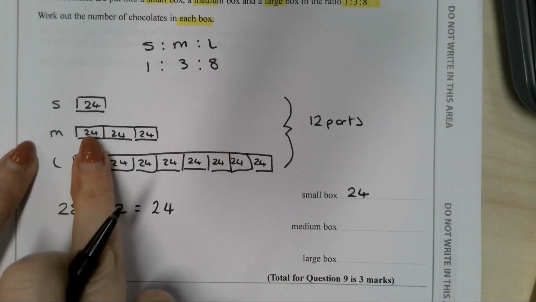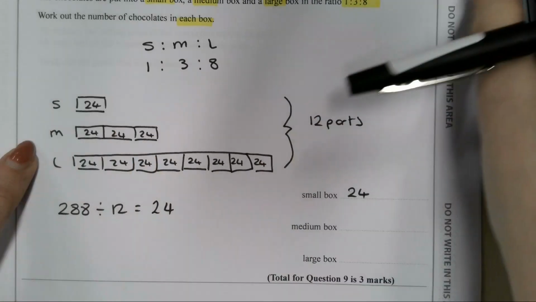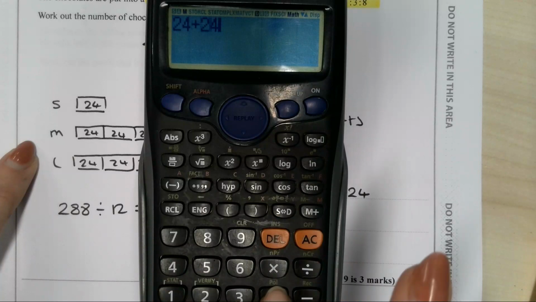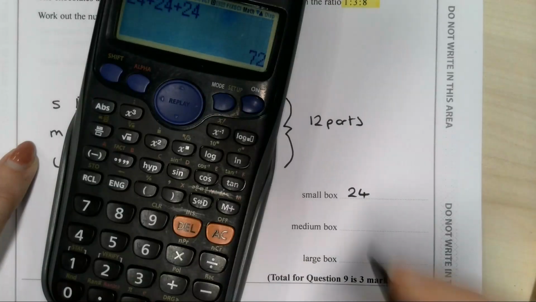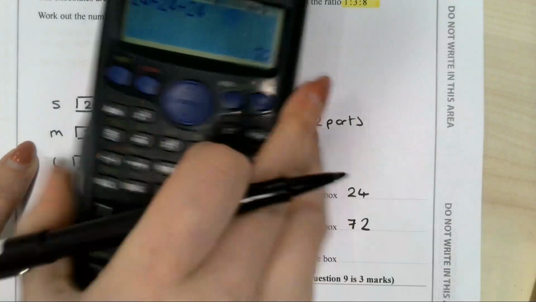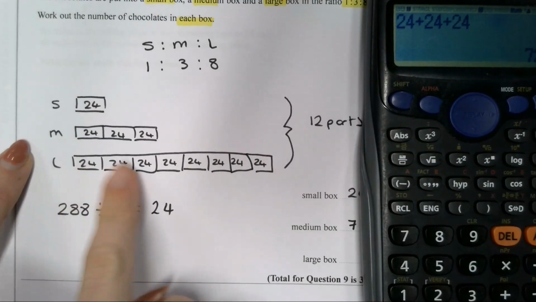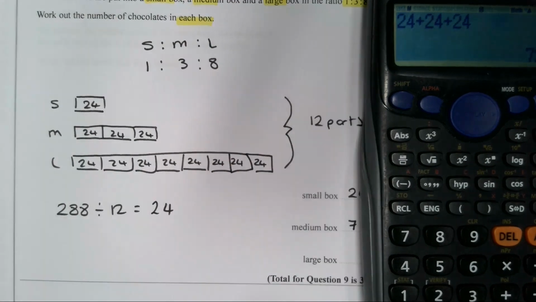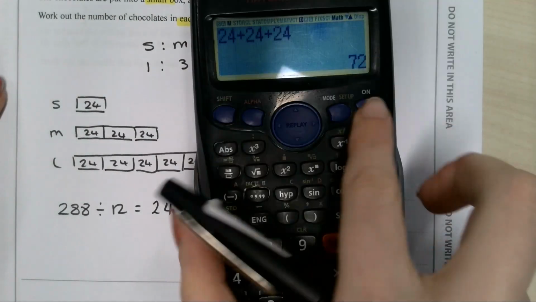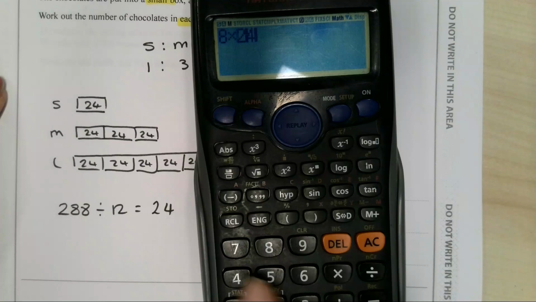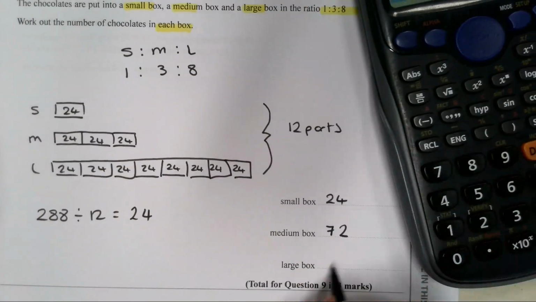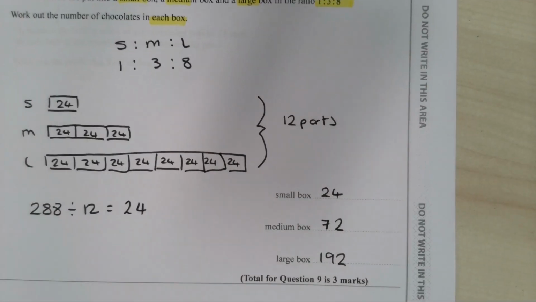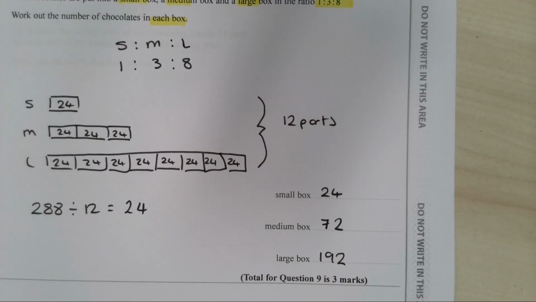My medium box has 3 lots of 24. If you don't know what that is, again, use your calculator. 24 plus 24 plus 24, 72. My large box has 8 lots of 24. 8 times 24 is 192. So small box is 24 chocolates, medium 72, and large 192.